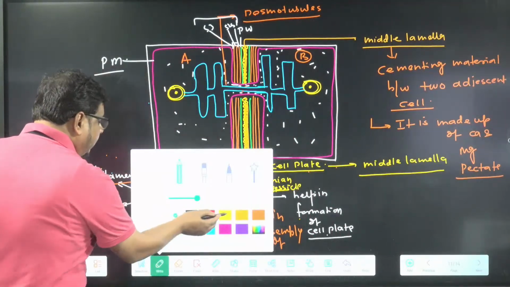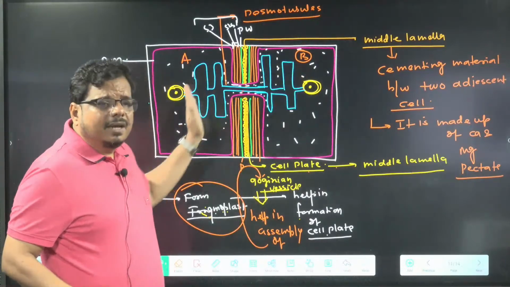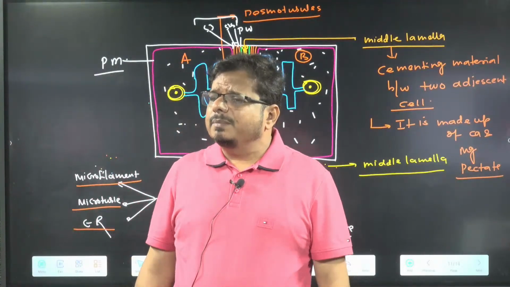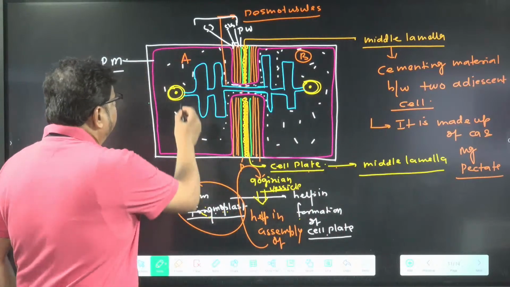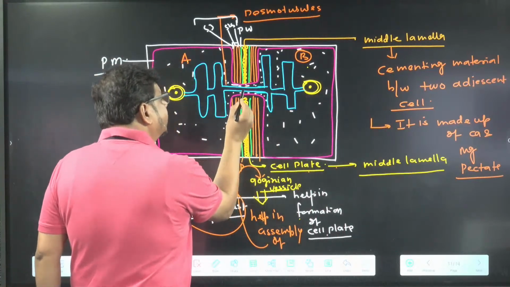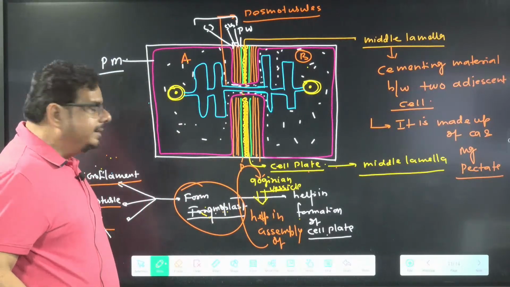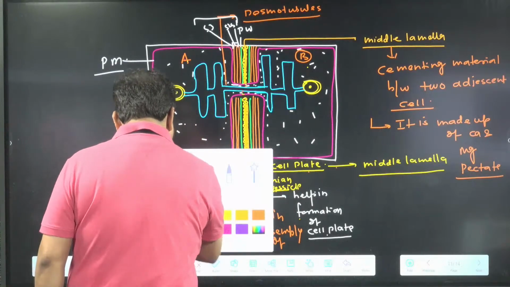Now, are you able to understand? Clarity is coming in the mind. So these two cells are interconnected with which one? Plasma membrane, na? Continuous with plasma membrane. Getting the things or not? A cell and B cell. And what is this structure where cell wall is not there, where middle lamella is not there? This structure is called plasmodesmata.